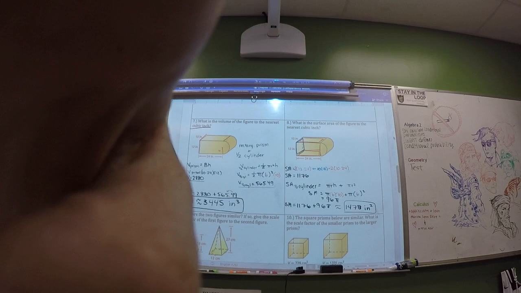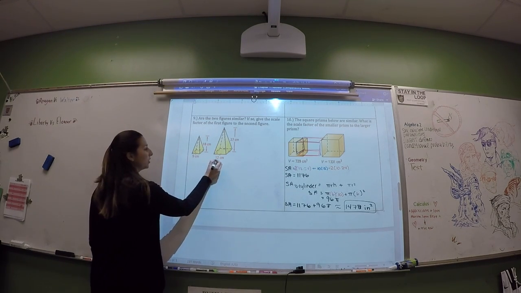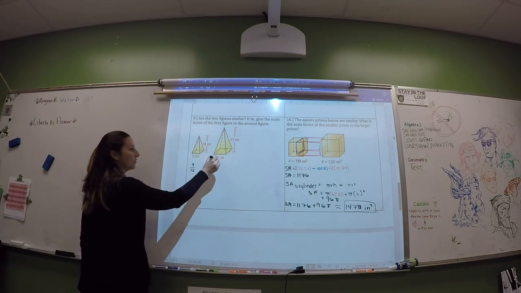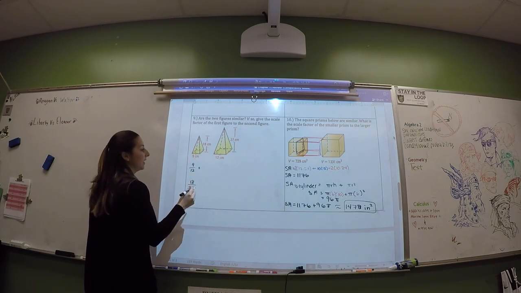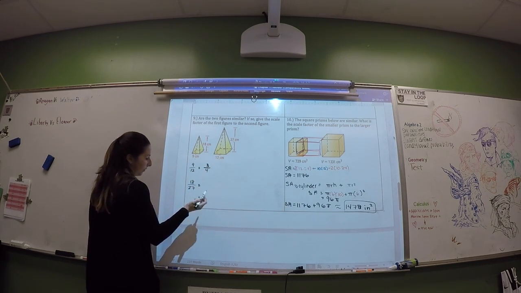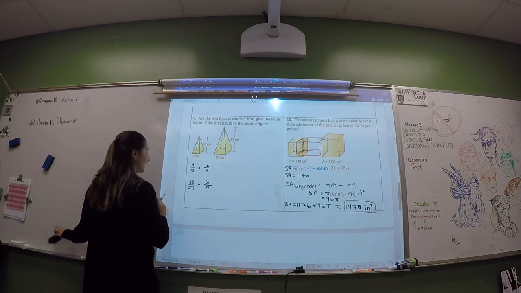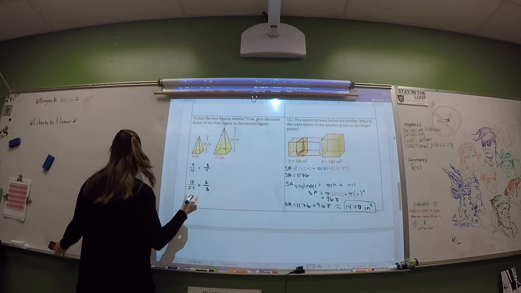Are the two figures similar? If so, give the scale factor. You're going to check the ratios of corresponding sides. This is what you're checking: 9 to 12 and 18 to 27. And then you're going to simplify. These both divide by 3, 3 over 4. These divide by 9, 2 over 3.